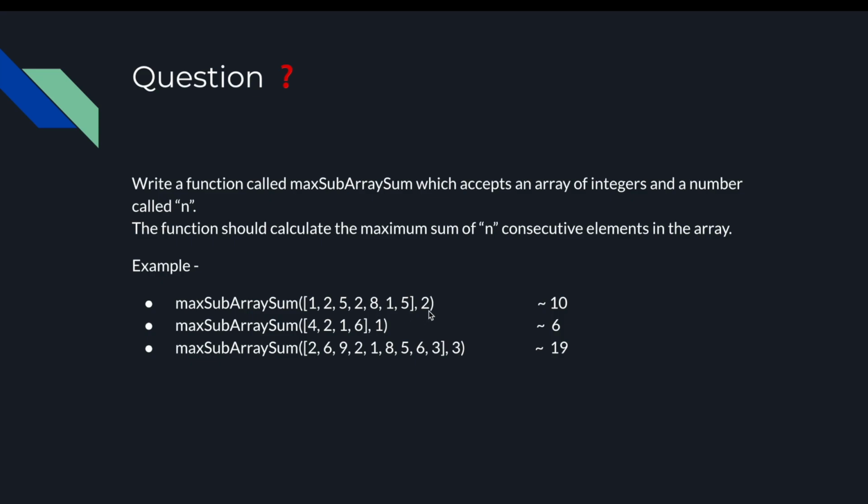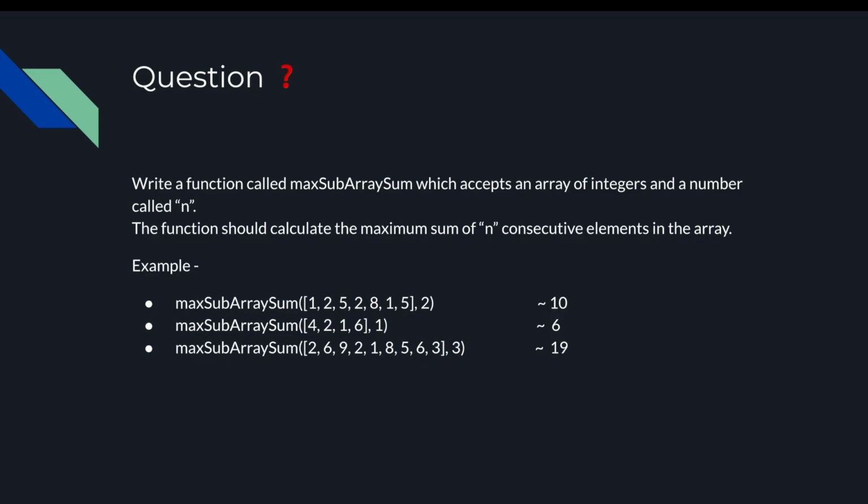N is already given. Like in this example we can see we have an array and we need to find out the sum of two integers that has a maximum sum. If I look at this array, the consecutive numbers that have maximum sum are 2 and 8, that is 10. Remember, the integers need to be consecutive. In our next example, we need to find out the maximum sum of one integer here, and that is 6. In the next example, we need to find out the sum of 3 consecutive integers. If I am not wrong, that will be 8, 5 and 6, which is 19.